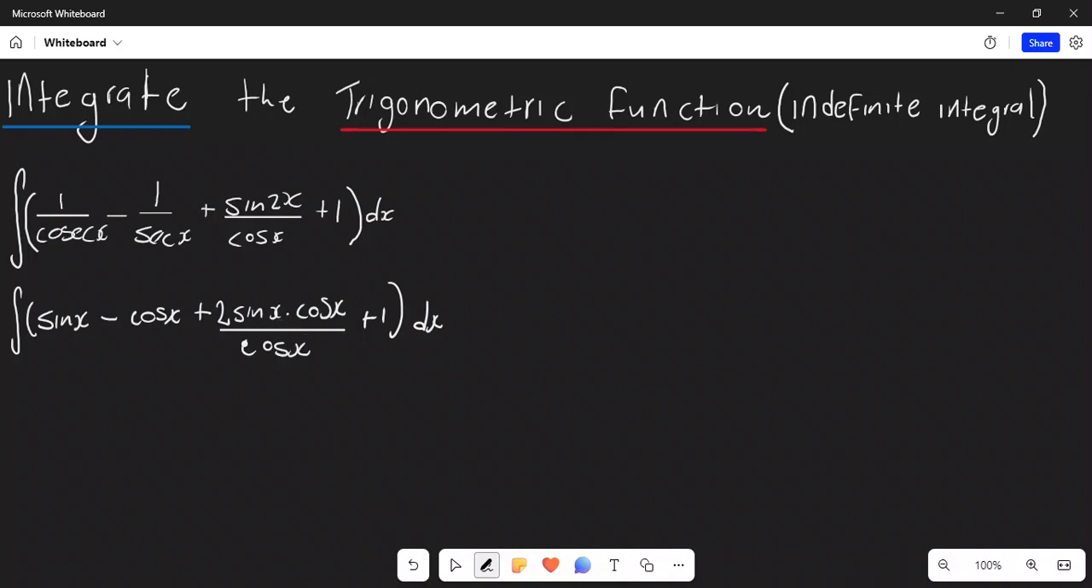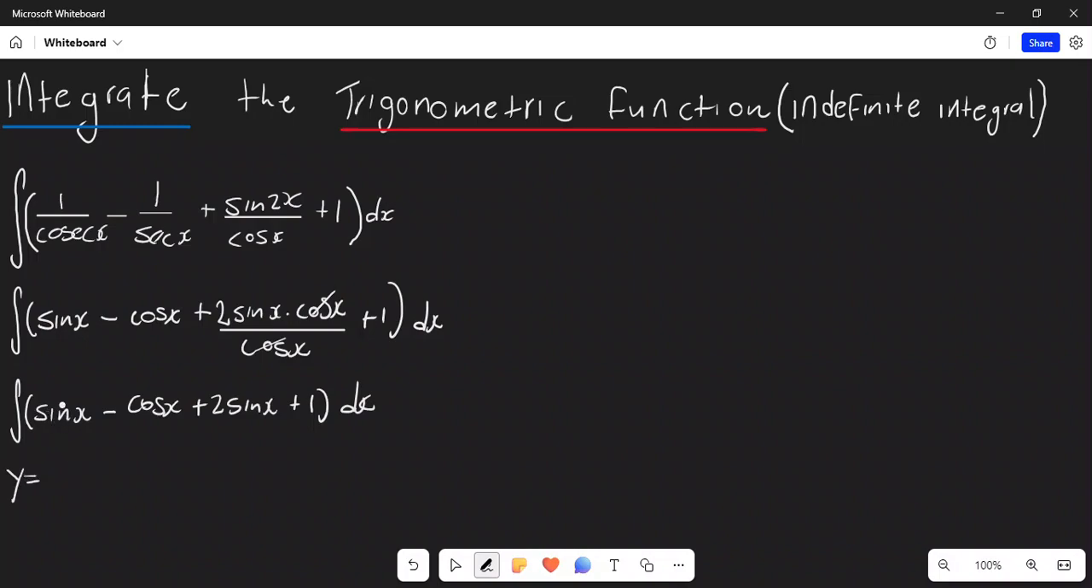Right, now when we have this, it's time for us to do the last part. We say cos x divided by cos x is going to give you 1, so you're going to be left with 2 sine x. So let's rewrite this. Integral of sine x minus cos x, remember, we're left with 2 sine x plus 1. Then this dx, remember we are integrating with respect to x, that's why we have dx there. And from here we can start integrating.